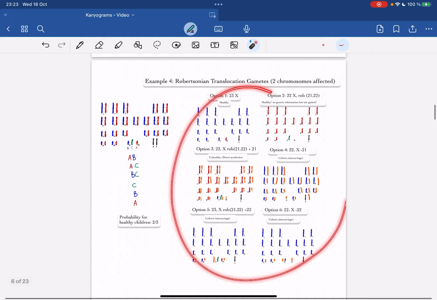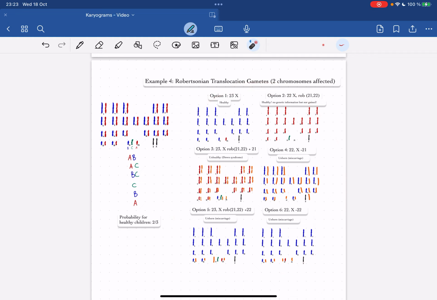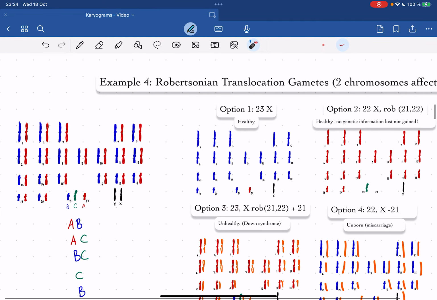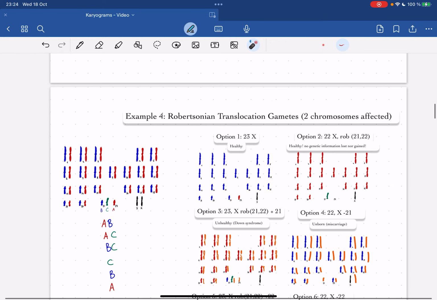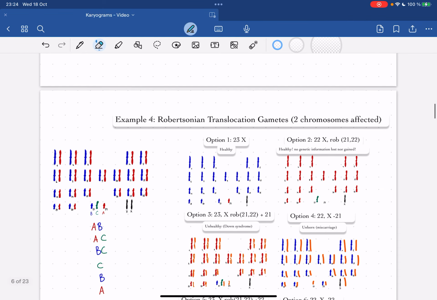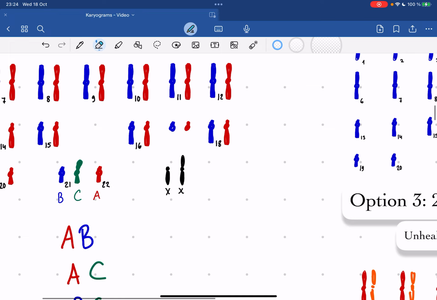Those are the 6 options that we have for Robertsonian translocation. But do remember that it doesn't have to be specifically on chromosome pair number 21 and 22. It could be on 13 or 14. It could be on 15. It could be on 21 and 22. Also on Y, but we're not going to get to there right now. However, also remember that I only took from the perspective of a female karyotype.